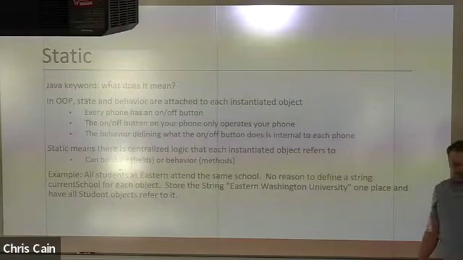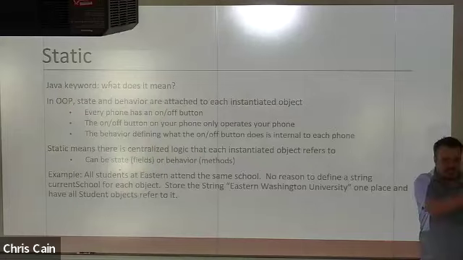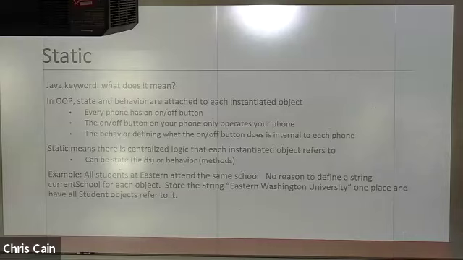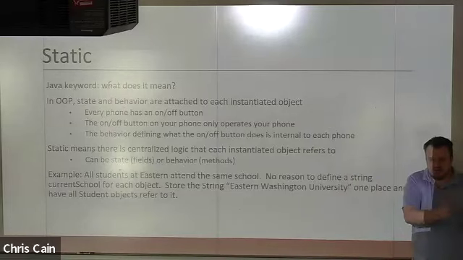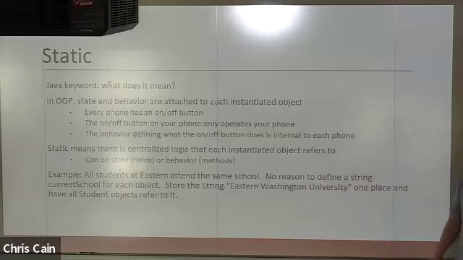Here's an example of when you might want to use static. All students at Eastern, if we were to make some kind of database of students at Eastern, attend the same school. There's no reason to define a string current school for every single student object at Eastern, because it would always be the same. And if we duplicate that Eastern student blueprint a bunch of times, we would be allocating memory for every single current school string for the number of students that are at Eastern, even though they're all going to have the same value.